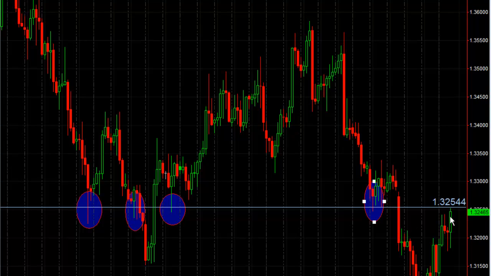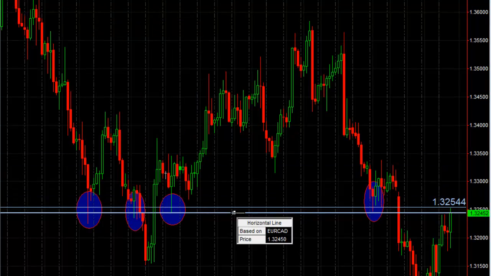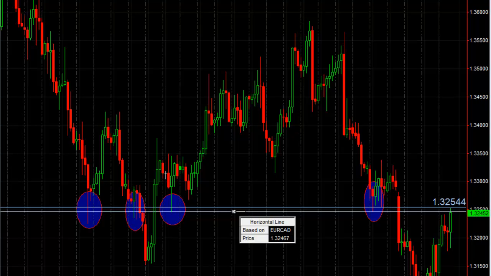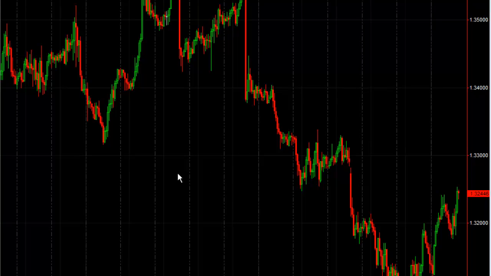4-hour time frame, which tells us that perhaps the area between 1.3254 and 1.3245 turns out to be a pretty strong resistance area. Then we looked at our 60-minute chart.